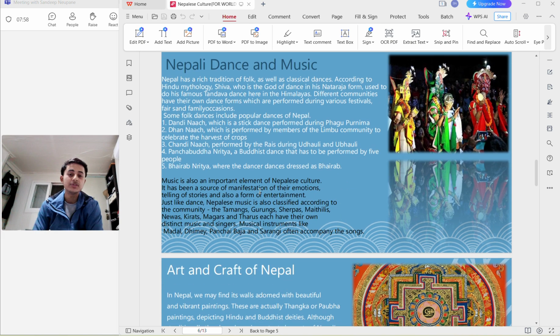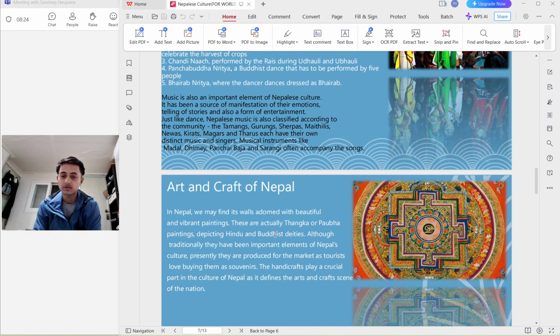Music is also an important element of Nepalese culture. It has been a source of manifestation of their emotions, telling of stories, and also a form of entertainment, just like dance. Nepalese music is also classified according to the community. The Tamang, Gurung, Sherpas, Maithalis, Newas, Kirats, Magar, and Tharus each have their own distinct music and singers. Musical instruments like madal, dhime, panchai baja, and sarangi often accompany the songs.